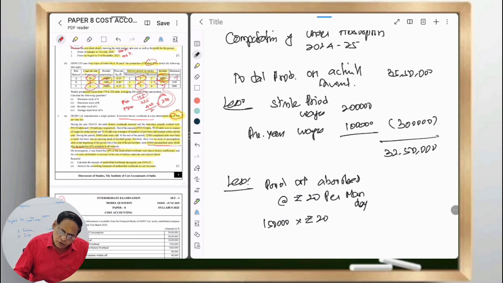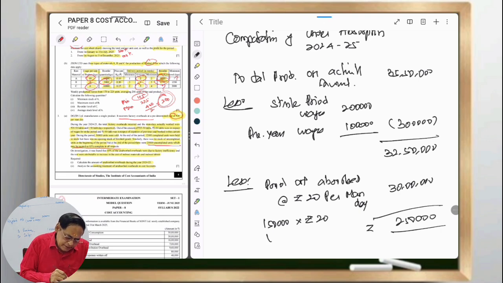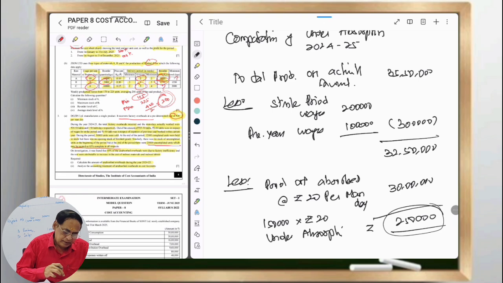So 1,50,000 into 20, that is 30 lakhs. So how much? 2,50,000 rupees. It is under absorption. This is under absorption. Please make note of it, 2,50,000 rupees.